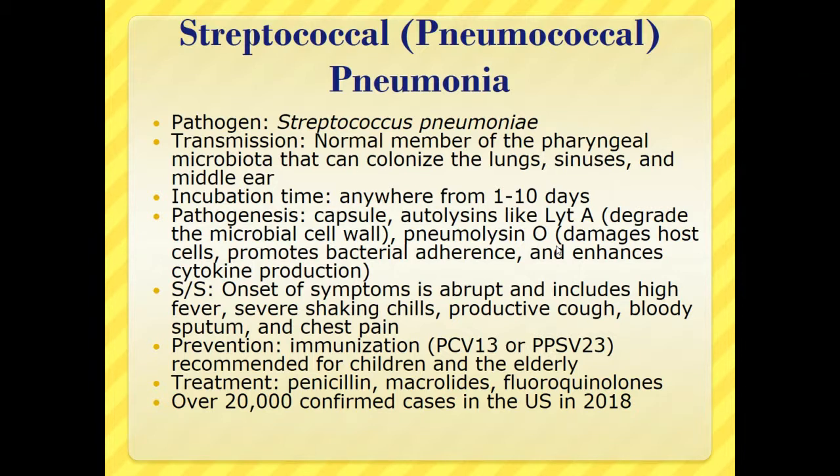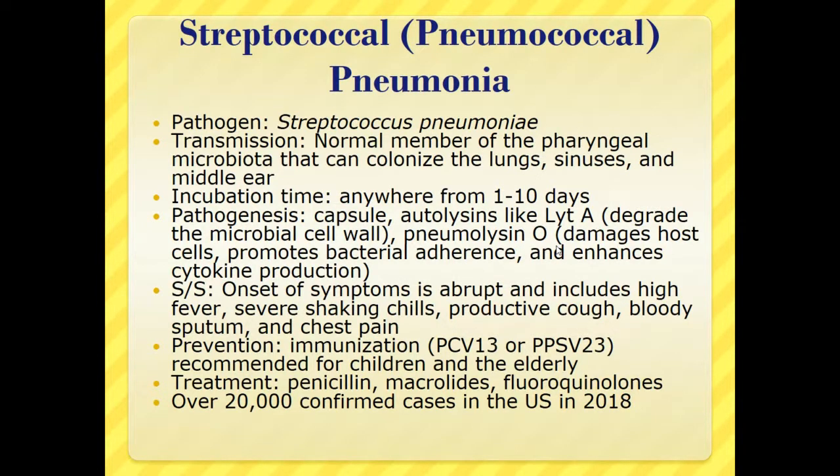So streptococcal pneumonia is kind of like, bam, here I am, you have pneumonia. High fever, productive cough, which means you're going to be coughing up stuff, and it may be bloody because of the damage that's being done to the cells in the lungs.